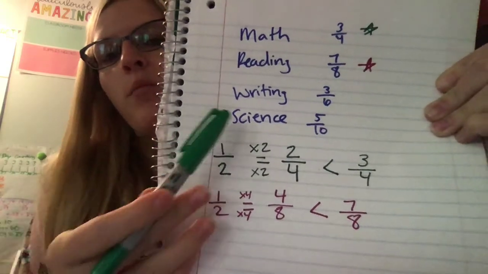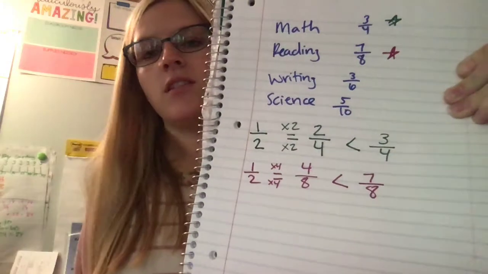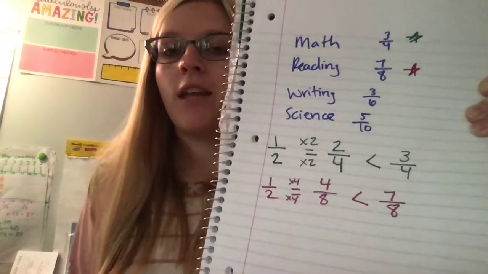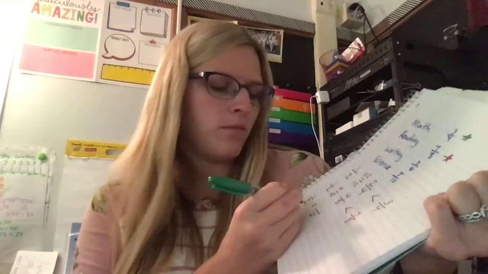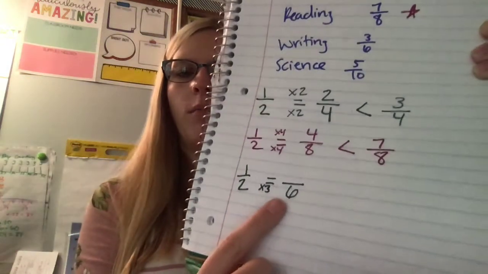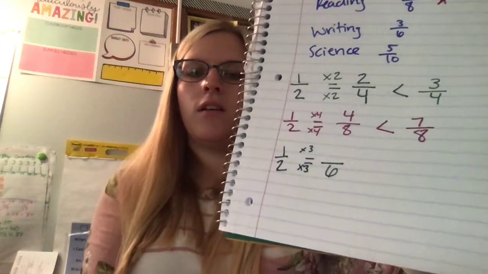Okay, I'm going to set you up with writing and science, and I want you to try to do the same strategy to see, did she spend more than a half an hour in writing and science, or did she not? So we're still using 1/2. And writing is split into 6, so I'm changing that 2 to a 6. I think, 2 times what gives me 6? 2 times 3. Whatever I do to the bottom, I have to do to the top. So then I do 1 times 3. Then once you get that answer, compare it to 3/6.